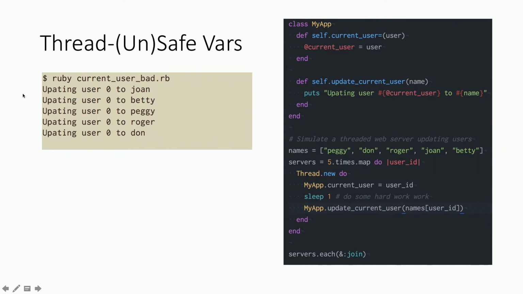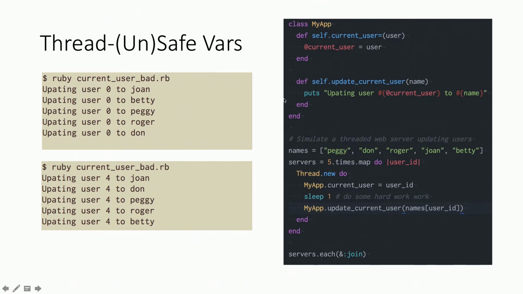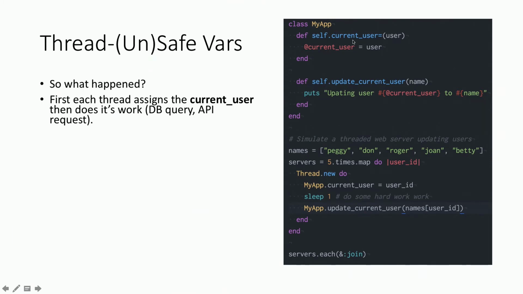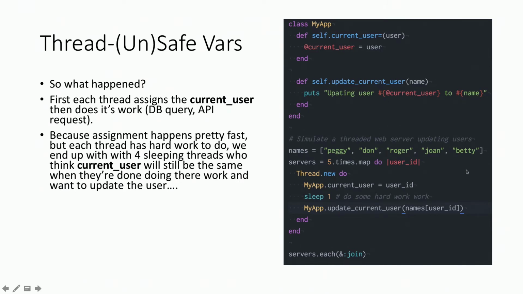So we're going to run our code. What we noticed is that though each thread ran and updated, we got a new name. We got 5 names here, so we know we got 5 user IDs, 5 different threads. They're all updating the same user. Again, this is kind of contrived, but we do it again, and it's not even the same user. It's a totally different user, but they all get the same user ID. They all end up doing some hard work, and in the meantime, so what happened? Each thread assigns a current user, then it does its work. But because the assignment happens pretty fast, we end up with 4 threads that are doing extra work that have already assigned a current user.